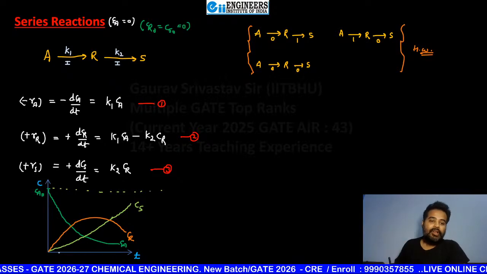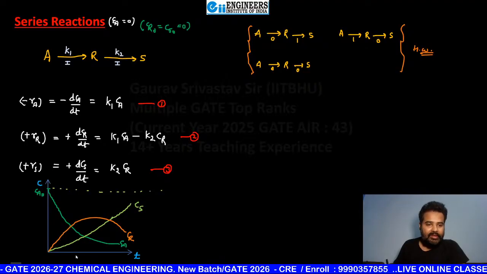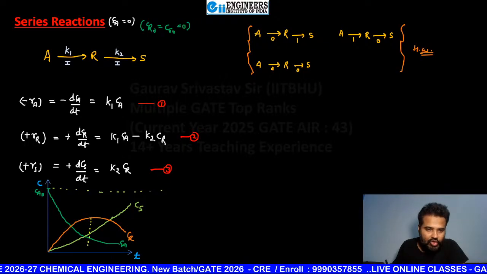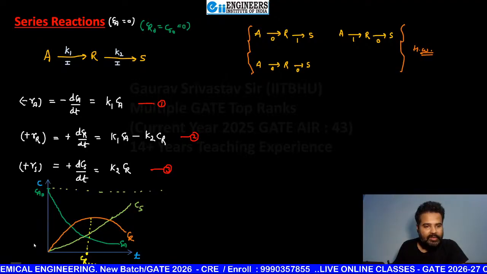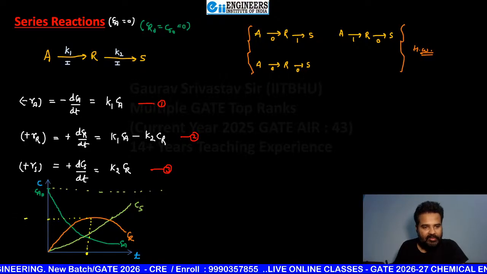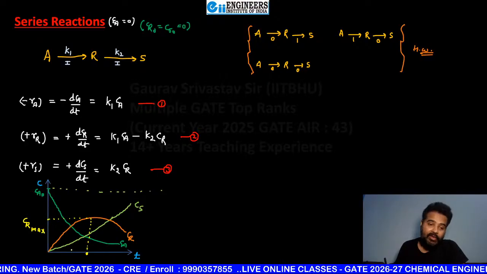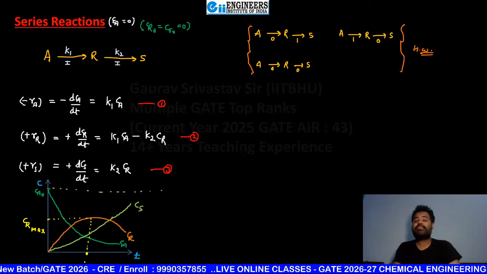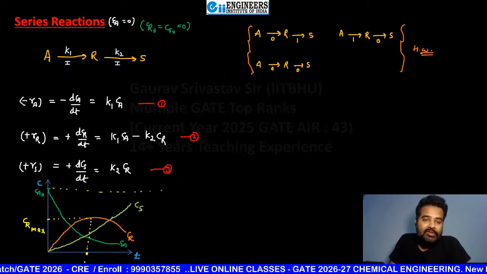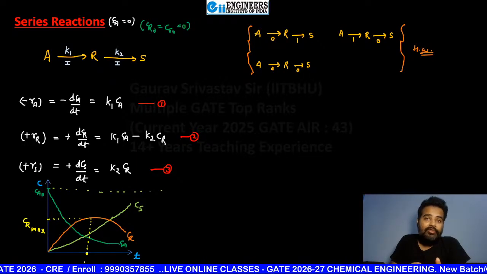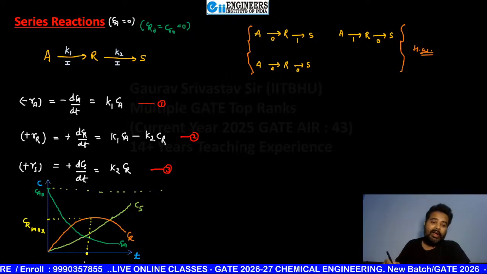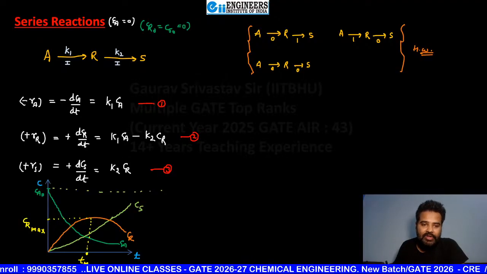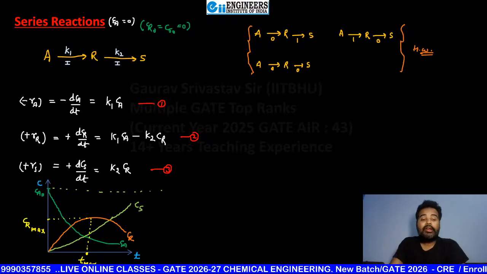So the main thing that you can see in this diagram is that R is going to show some maxima, that is CR max. The concentration of R, you can see, at some point of time is at its max. And if something is happening like this, then you have to calculate that concentration. So this is one of our works in this series reaction: we have to find the value of CR max. Our equation is going to give us the value of CR max and the time at which it is reached. That time is written as T max. T max is not the max time.